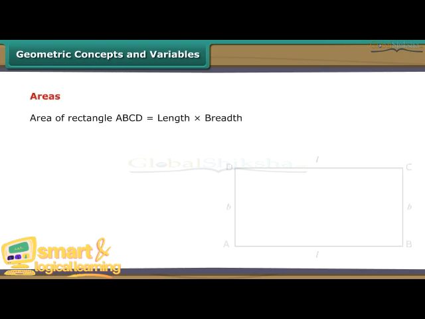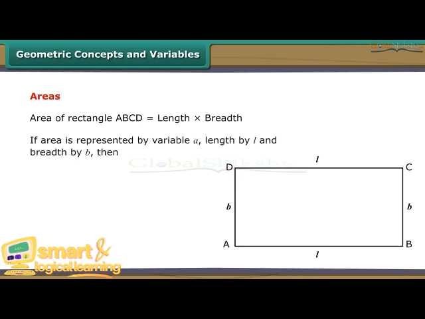Areas. Area of rectangle ABCD is equal to length into breadth. If area is represented by variable A, length by L, and breadth by B, then A is equal to L into B. Variable A varies with variations in the variables L and B.